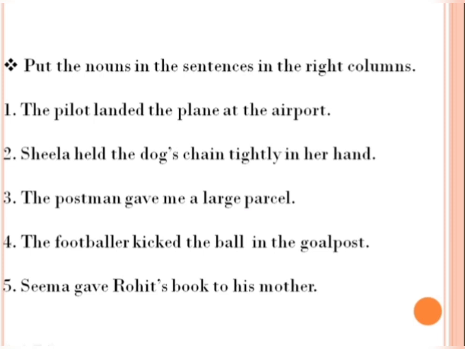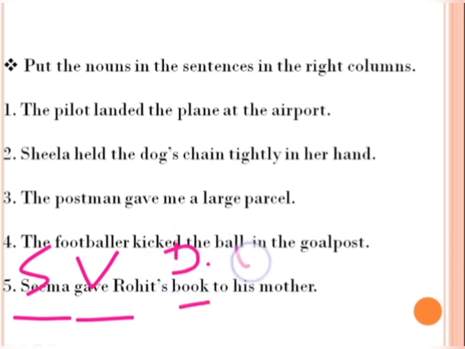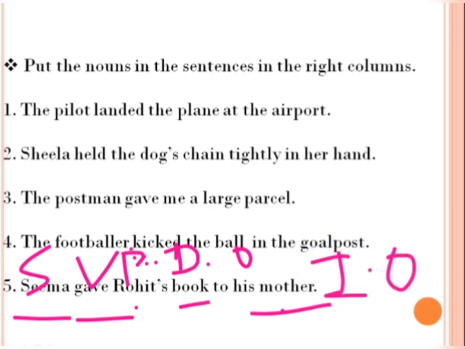Next example, fifth one. Seema gave Rohit's book to his mother. Here you can see Seema is a subject. Gave is an action word, so it is a verb. What did she give? Rohit's book. So book is a direct object. When we ask the question with what, we get the direct object. Here Rohit's, with apostrophe s, has been given. So it shows the possession. Possessive noun. PN. To whom is it given? To his mother. So his mother is the indirect object.